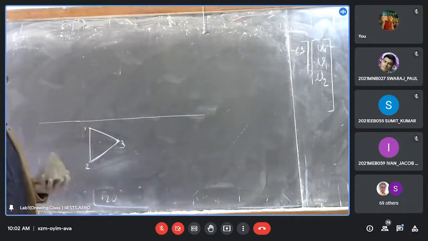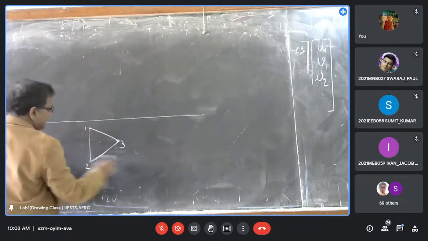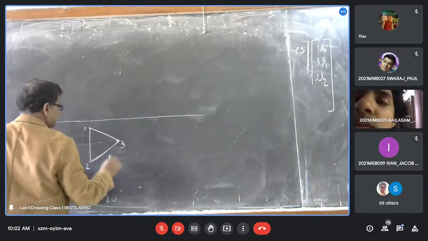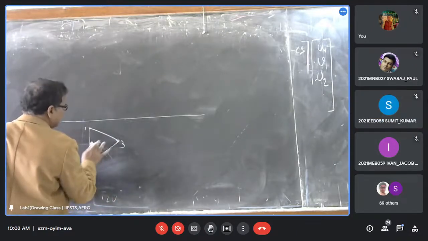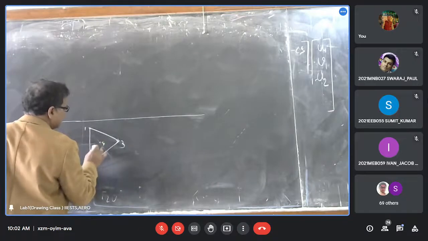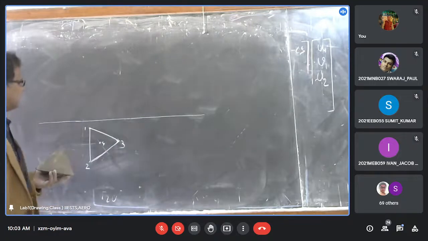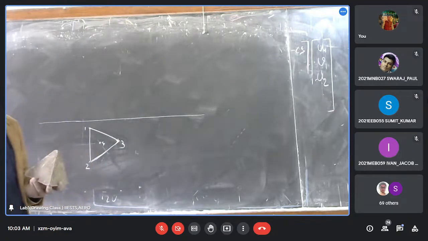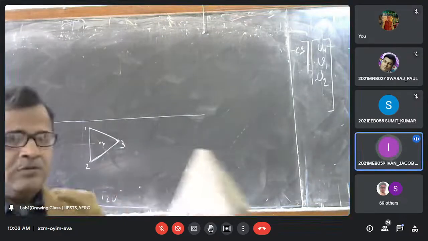So how do we find the center point of this triangle? You can draw the perpendicular bisector of two sides, and find the intersecting point. This will be point 4. Now, is the plan complete? No, we have to join 4.